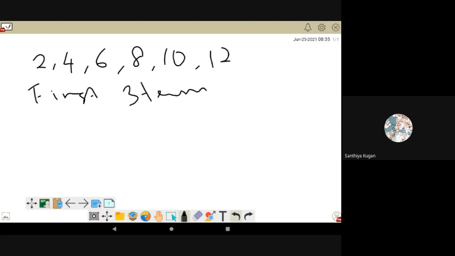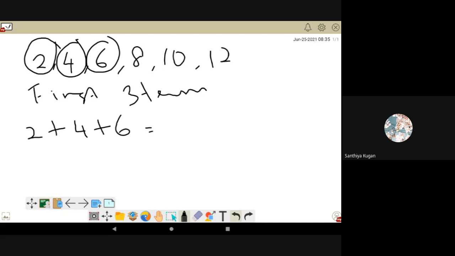The sum of the first 3 terms means we will use 2, 4, 6. The first three terms are 2, 4, 6, so we will add 2, 4, and 6. We will get 12. This is the simplest progression, the simplest pattern, just to show the example.